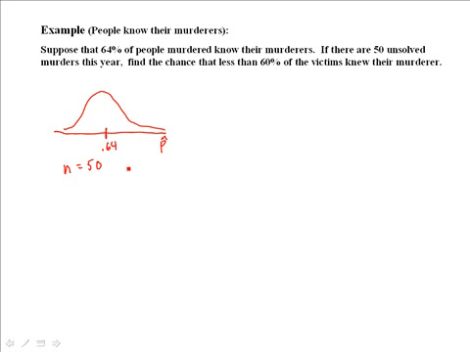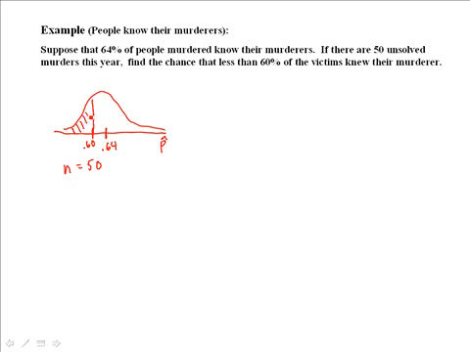It's going to be towards the left. So it's down here somewhere. Let's put 0.60 down here. Now it's asking me to find the chance that less than 60% of the victims knew their murderer. That means I'm looking for what area? The area to the right. No, to the left, it says less, right? Okay, so draw a line here, and let's shade the part to the left of 0.60.